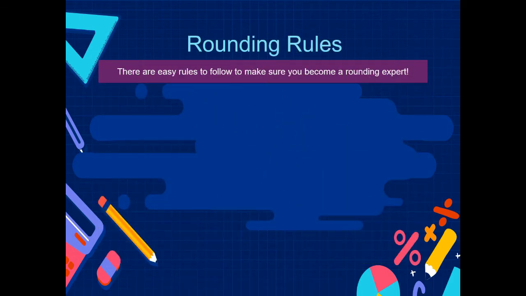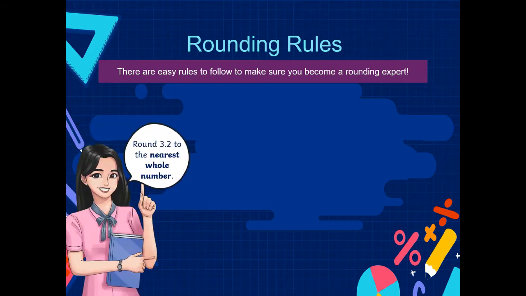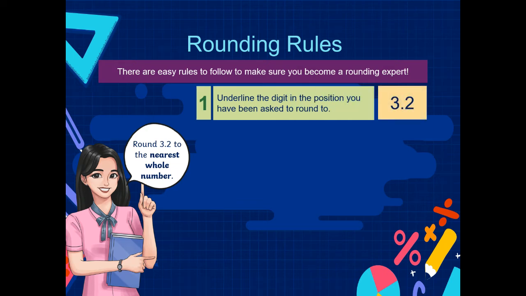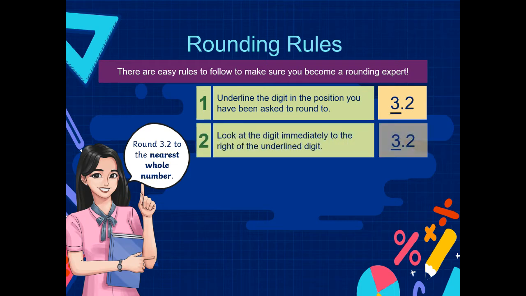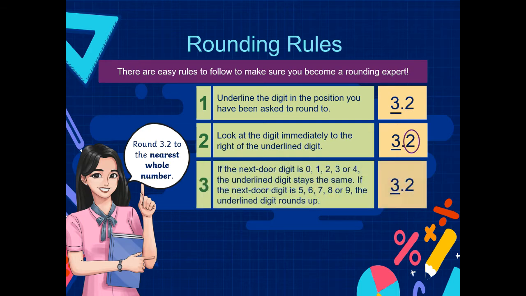Let us have these as our first example. Round 3.2 to the nearest whole number. Here are the steps on how to round decimal numbers. First, identify the digit in the given place value. Since we are asked to round a given number to the nearest whole number, then the digit 3 must be underlined. After this, look at the digit immediately to its right, and the digit next to it is 2. The digit 2 will be the basis if you have to round up or round down.